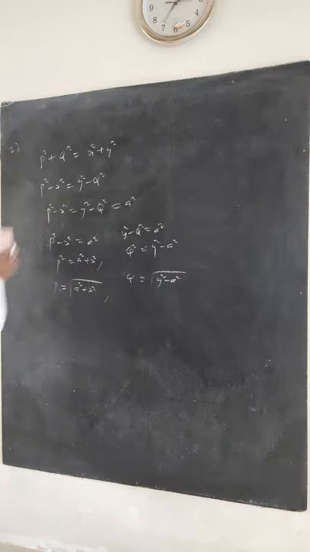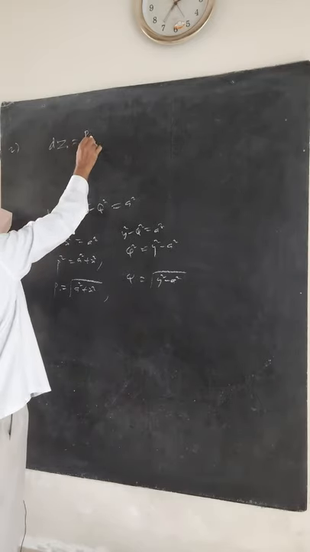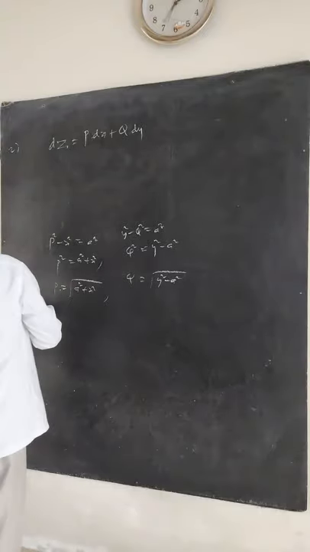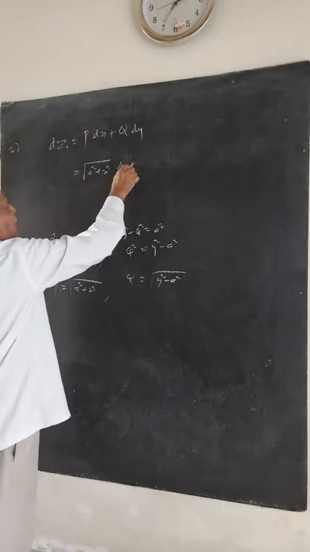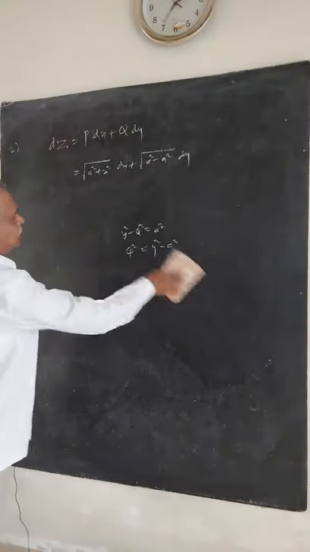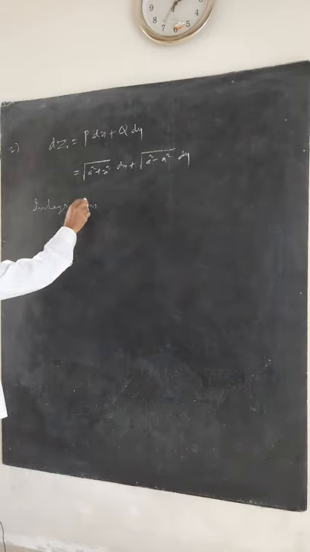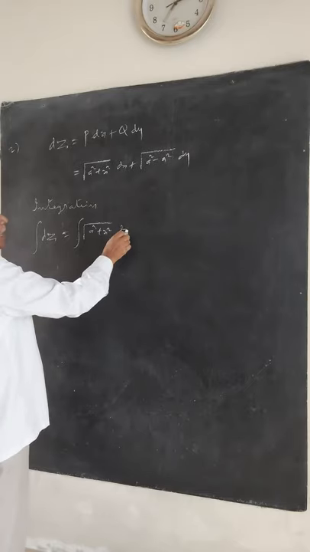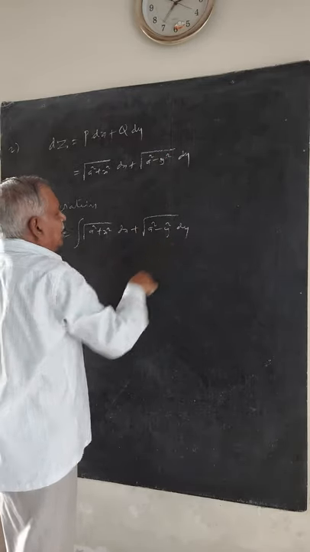Apply these two in the step. D capital Z, we have changed it to dZ equal to capital P small dx plus capital Q small dy. Since capital P is root of A square plus X square dx, capital Q equal to root of Y square minus A square dy. Integrating, integration of dZ equal to integration of root of A square plus X square dx, plus integration of root of Y square minus A square dy.